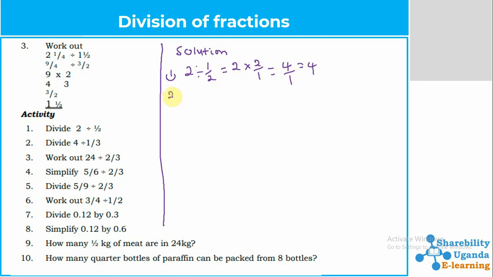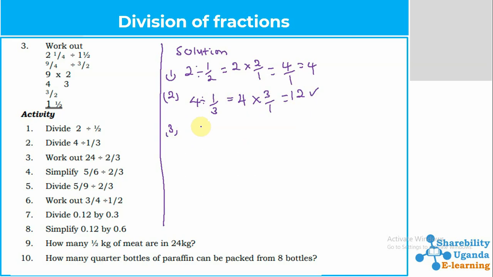Is that right? Our part 2 is going to be 4 divided by 1 out of 3. We use the approach of our reciprocal, which is 4 times 3 out of 1, which is going to be equal to 12. That's going to be equal to our 12.